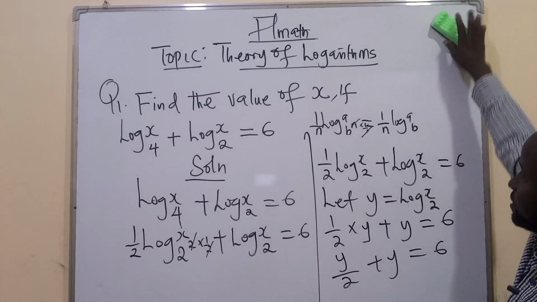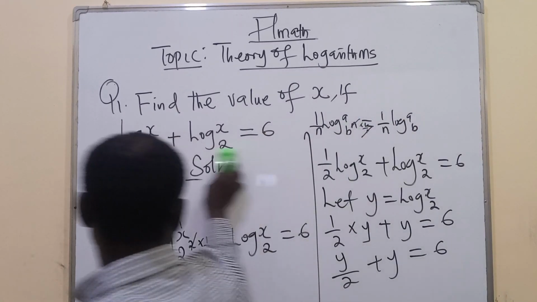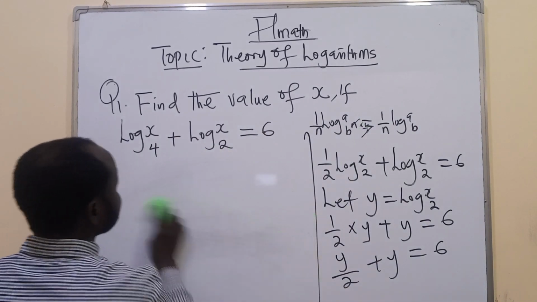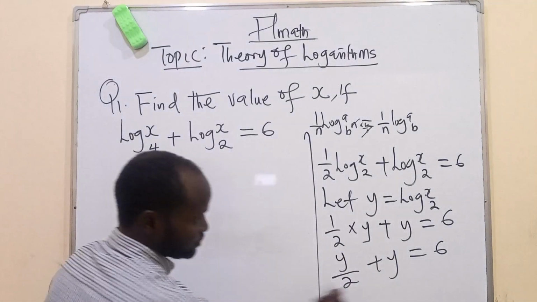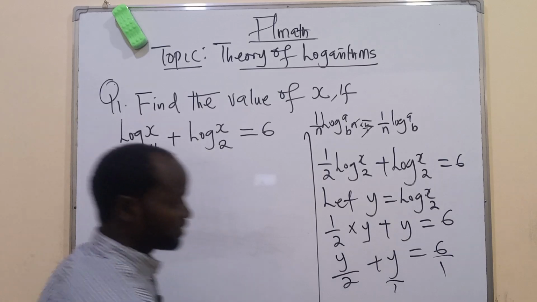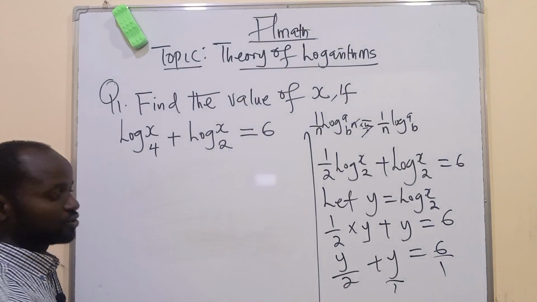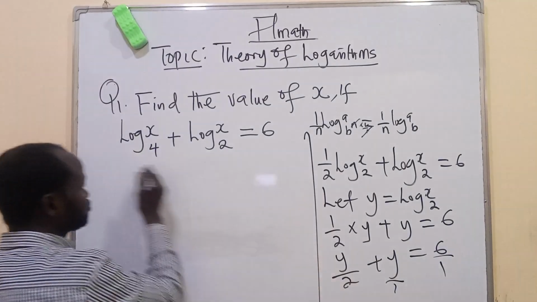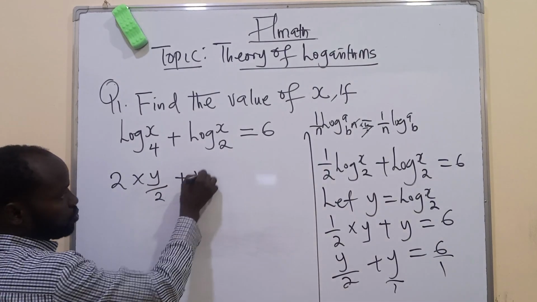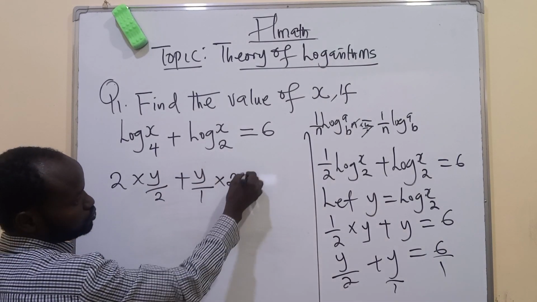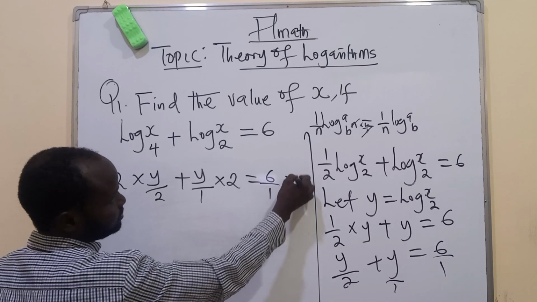Let's clear this fraction. What does that mean? We multiply by 2 because the LCM of 2, 1, 1 is 2. Meaning multiply this by 2, that will be 2 times y divided by 2 plus y divided by 1 times 2 will be 6 divided by 1 times 2.